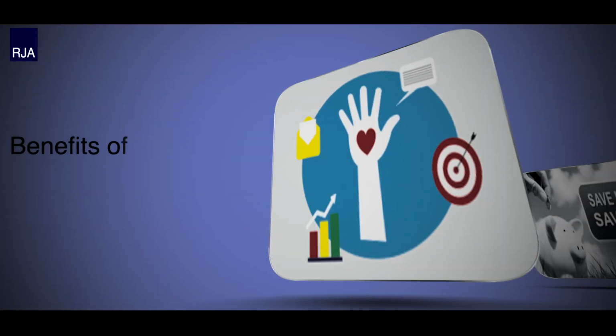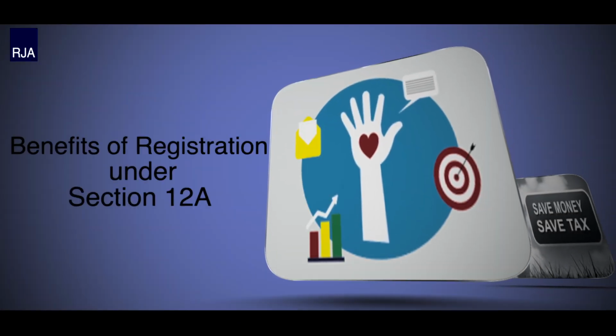Next, we come to the benefits of registration under Section 12A. Firstly, the income of the entity from the charitable activities would be exempted from taxation. Then, an organization registered under Section 12A becomes eligible to receive grants from government, abroad and from various other private sectors. Next, the benefit under FCRA registration is also available to a 12A registered entity.